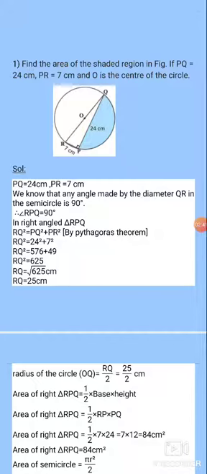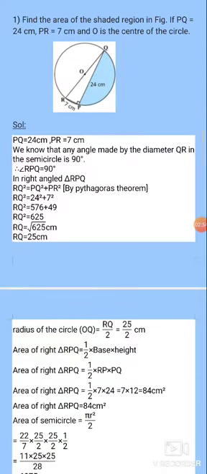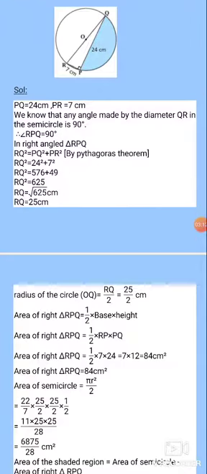Now next, the area of the semicircle. If it is a circle, the area is pi r square. If it is a semicircle, half of pi r square, which is equal to pi r square by 2. Now half into pi, 22 by 7, into radius 25 by 2 into 25 by 2. 2 and 22 are cancelled, we get 11. So 11 into 25 into 25 by 7 into the remaining 2 twos, 7 into 2 into 2 is 28. Now when you multiply it, we get 6875 by 28 centimeter square.